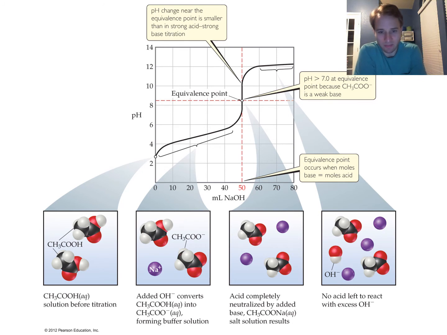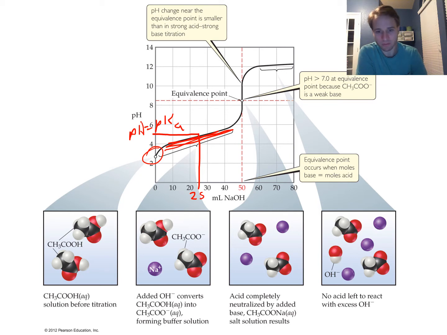So for a weak acid being titrated with a strong base, I start off with an acidic solution still, because I have a weak acid. I then get a buffer solution, where the pH is increasing with the addition of the strong base, but very gradually. Halfway to that equivalence point, the equivalence point is at 50 milliliters, so halfway to that is 25 milliliters. At halfway through that, the pH is equal to the pKa of that weak acid, okay?